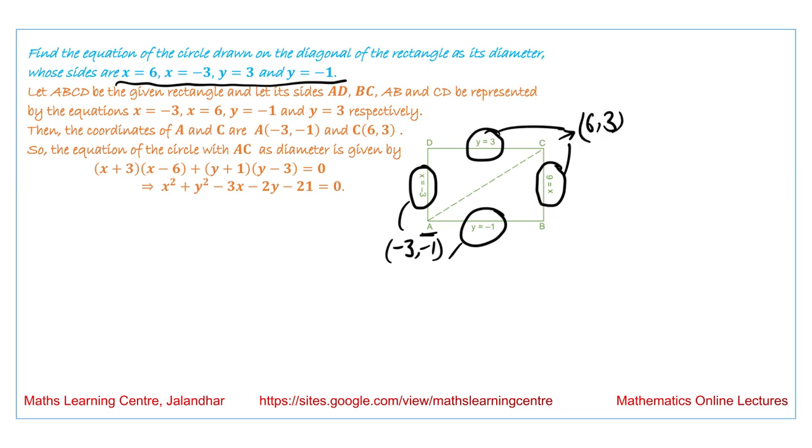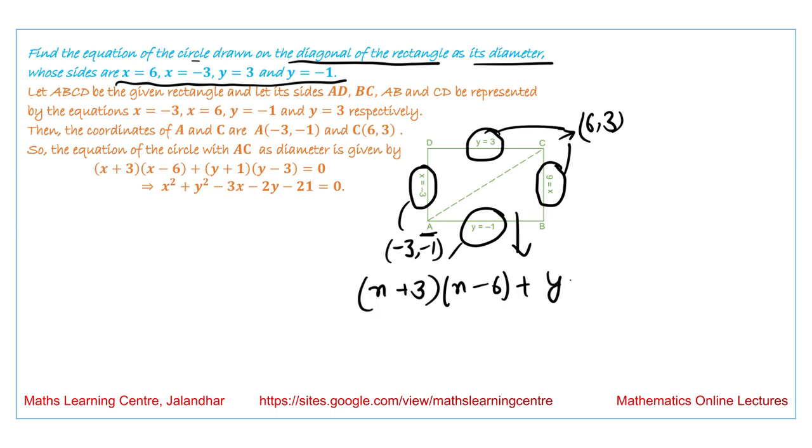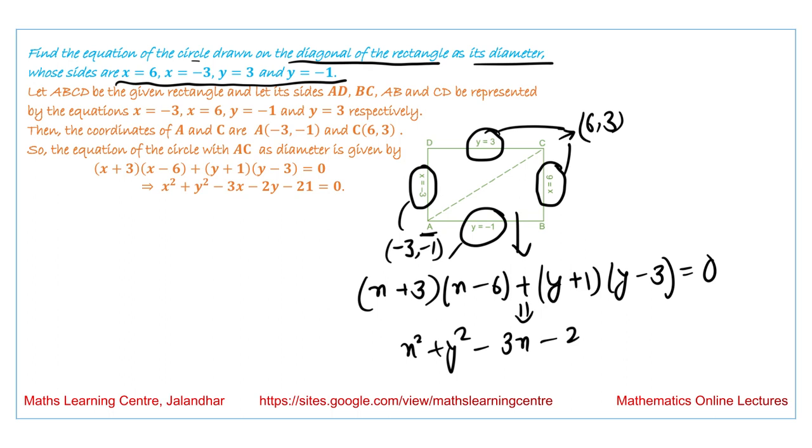So we are talking about the circle which is drawn on the diagonal of its rectangle as its diameter. So the equation of the circle that we will have over here is (x - x1)(x - x2) + (y - y1)(y - y2) = 0. So this implies x² + y² - 3x - 2y - 21 = 0. So this is the required equation of the circle.